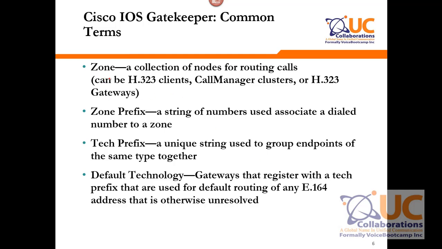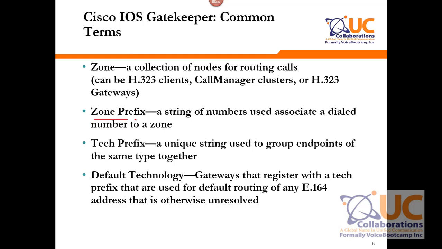Now, Gatekeeper uses various terms to configure it. Zone, which is a collection of gateways working together. You can create different zones with different gateways. There are two types of zones, local zone and remote zone. Local zone is configured locally on the Gatekeeper, which is managed by the Gatekeeper itself. Remote zone happens to be a local zone of another Gatekeeper, but to you that is a remote zone. A gateway can only register to a local zone. A gateway cannot register to a remote zone directly.